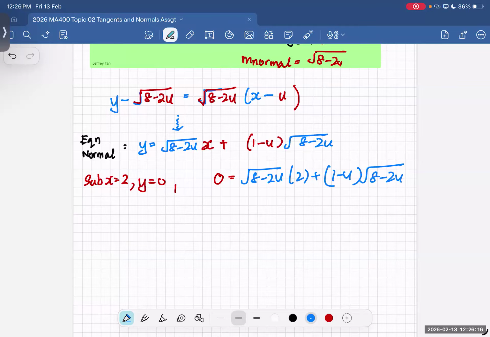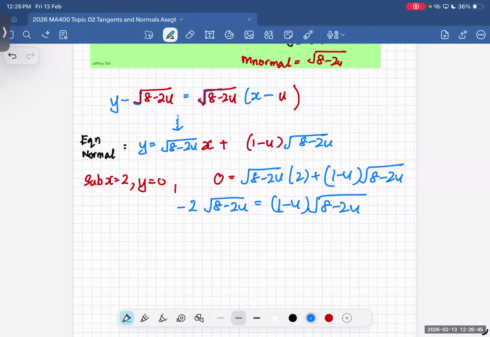Okay, so far, how do I find u from here? Anyone square both sides? No one. How to do? Okay, I switch sides. Negative 2, 8 minus 2u equals to 1 minus u square root 8 minus 2u. What can I do? Cancel. What if u is equals to 4? Then you are dividing by 0.